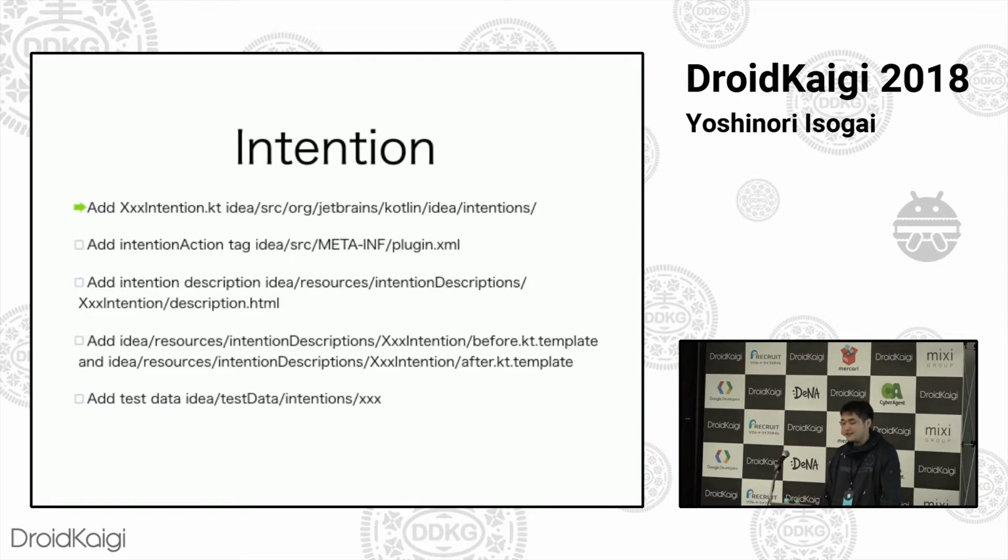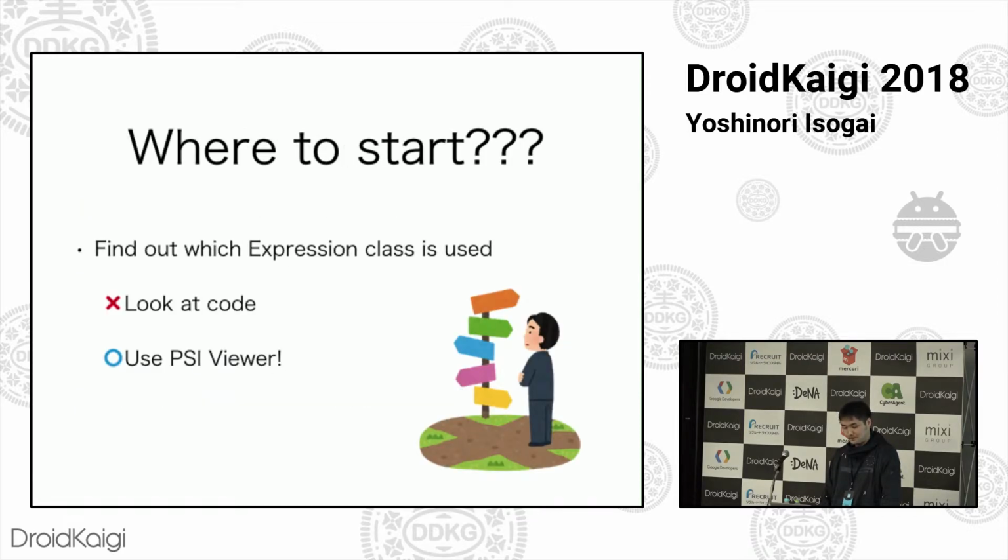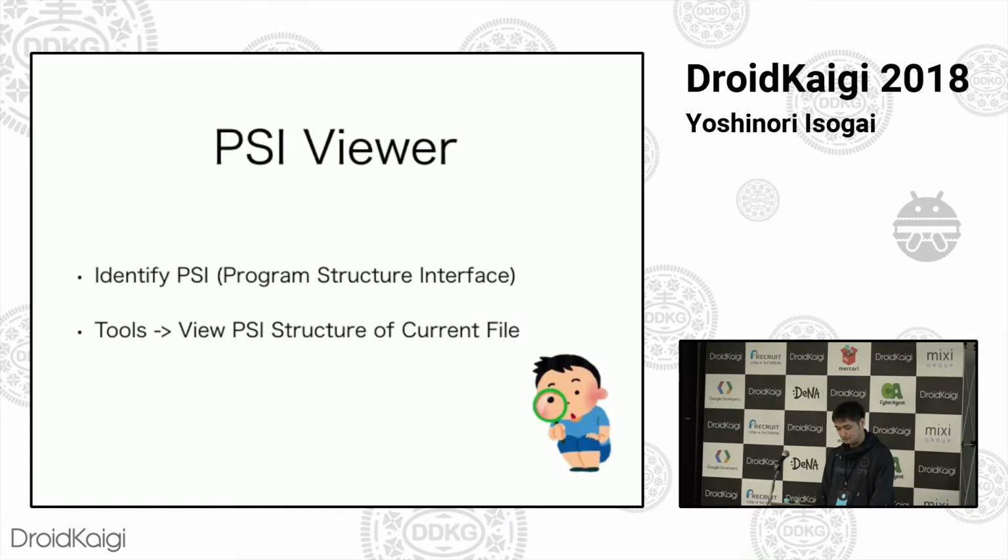The first file is the intention implementation. To implement the intention class, the first thing you have to do is find which expression class is used for the syntax. It's just impossible to do this without looking at the code or guessing. Is it KtLambdaExpression or KtIfExpression? No, you cannot do this. So instead of doing that, use the PSI Viewer, which is bundled in IntelliJ IDEA.